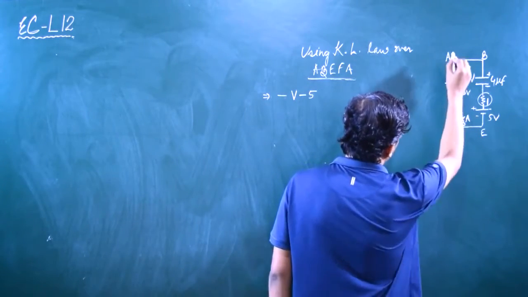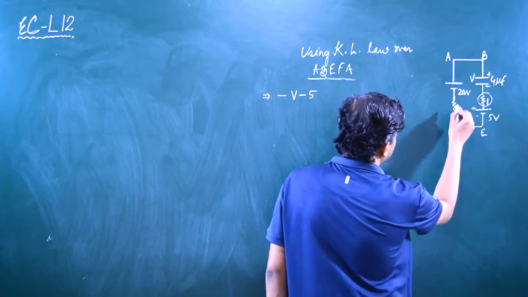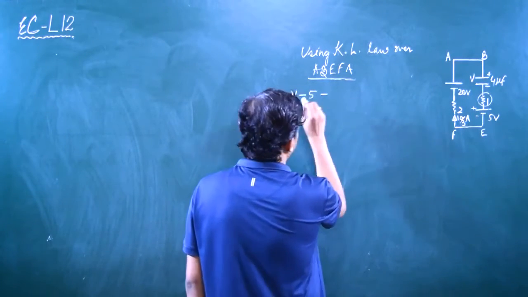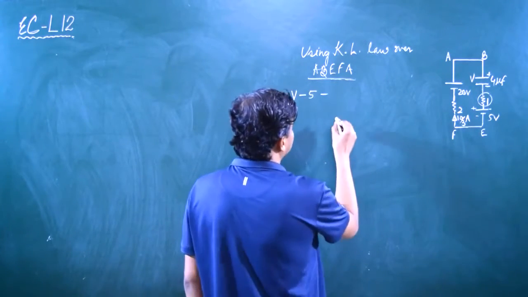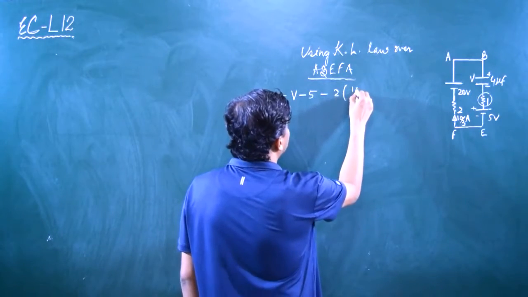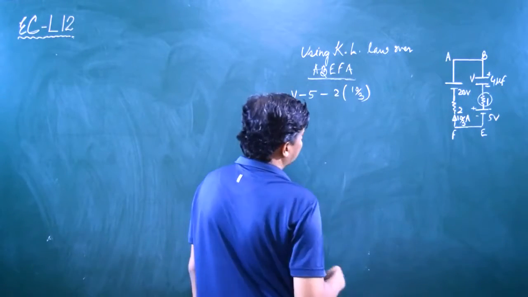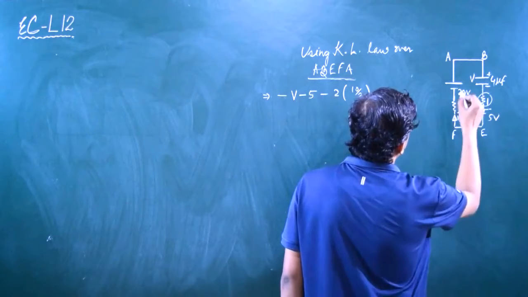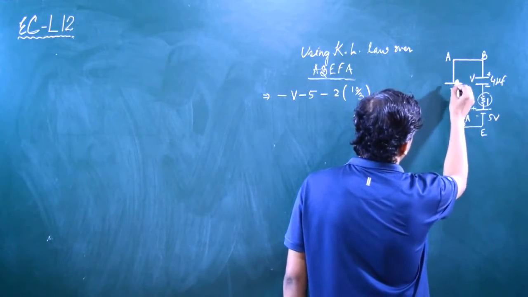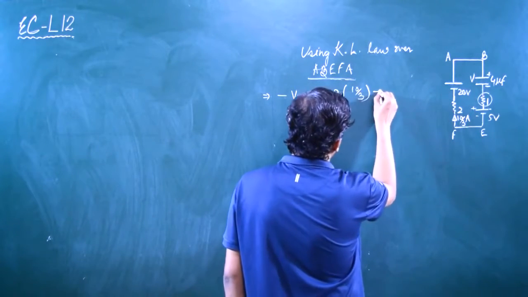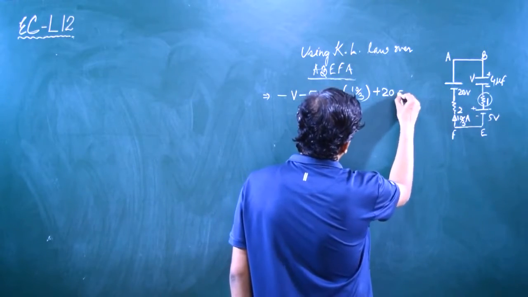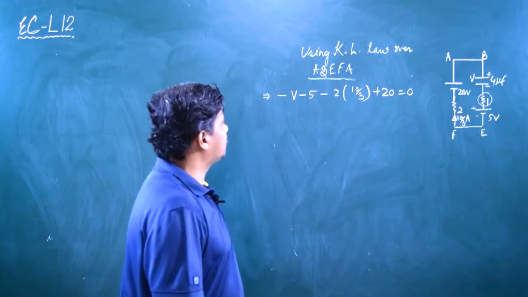Now we are coming from F to A. Here current and loop are in the same direction, that's why potential drop will be negative, and that is 2 into 10 by 3. And now here for the battery we are coming from negative to the positive terminal. It is plus 20, that is equal to 0.